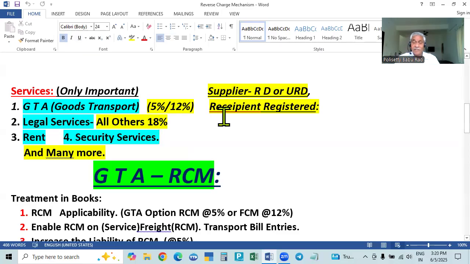But they are not called GTA because they will not fulfill the third condition. If they fulfill the third condition also, then it will be GTA. So transportation of goods, number one, everyone will fulfill. By road or inland waters, everyone will fulfill. And the third one is consignment note.